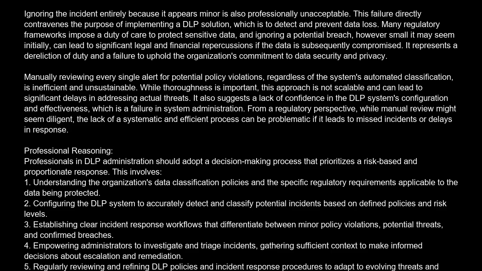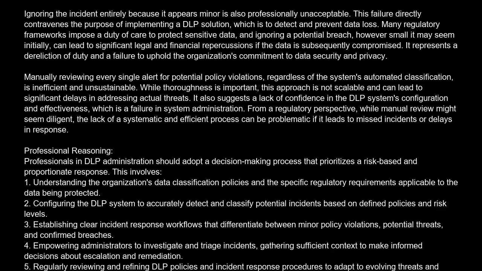Manually reviewing every single alert for potential policy violations, regardless of the system's automated classification, is inefficient and unsustainable. While thoroughness is important, this approach is not scalable and can lead to significant delays in addressing actual threats. It also suggests a lack of confidence in the DLP system's configuration and effectiveness, which is a failure in system administration. From a regulatory perspective, while manual review might seem diligent, the lack of a systematic and efficient process can be problematic if it leads to missed incidents or delays in response.